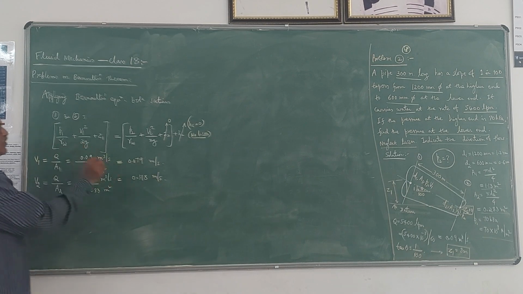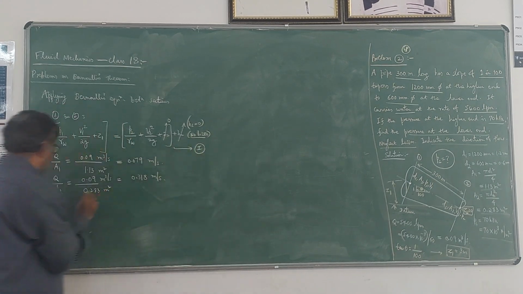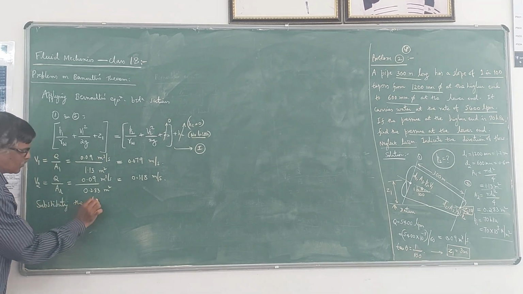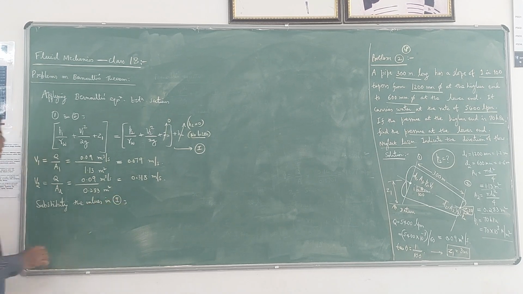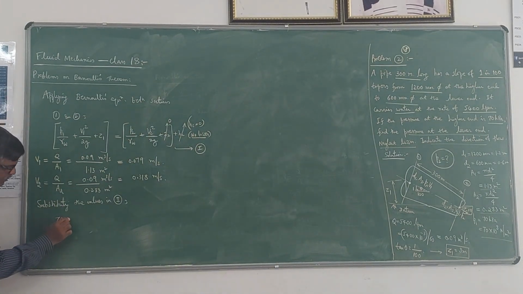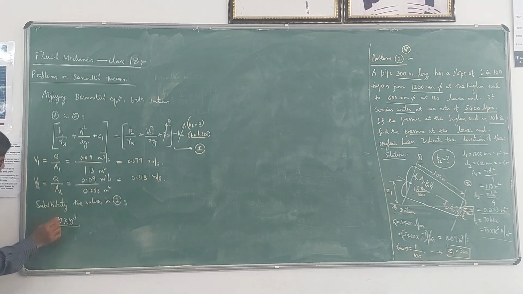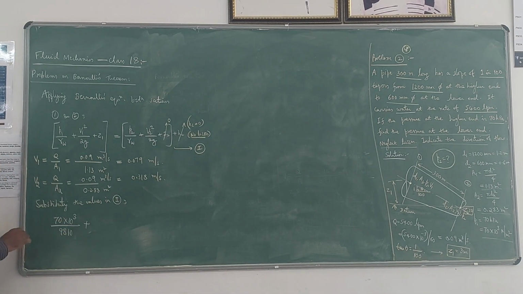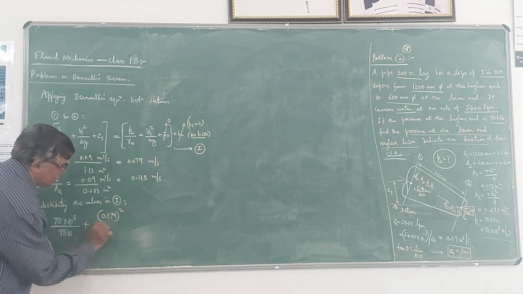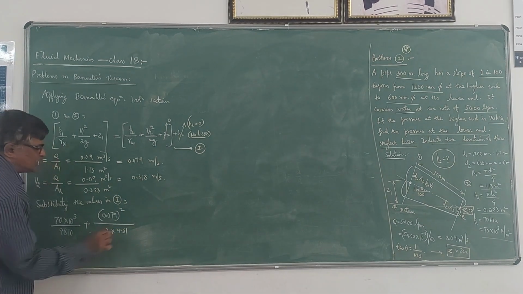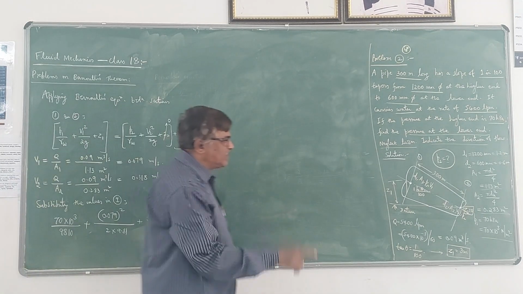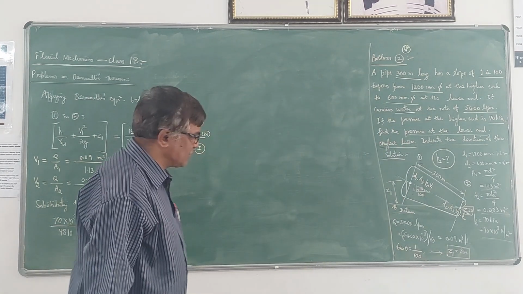Now substituting these values in this equation, which I call equation 1, let us see what the values are. P1 by gamma, P1 is 70 into 10 power 3, be careful about the unit, divided by gamma W, which is 9810, plus V1 value 0.079 squared, divided by 2 into 9.81, 2g, plus Z1, which is 3 meters. Please note that Z1 is 3 meters. If it is a horizontal pipe, then both Z1 and Z2 will be equal and they will get cancelled. But it is an inclined pipe.